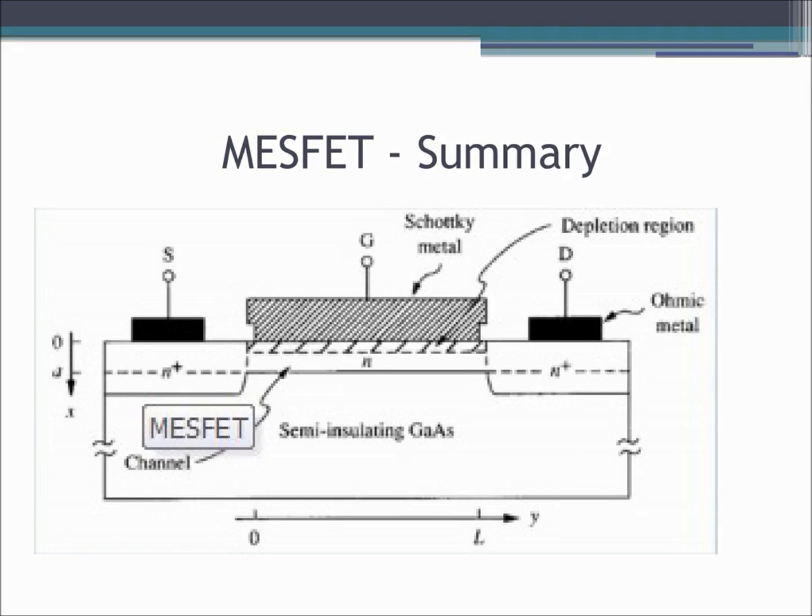To summarize the presentation, the operation is very similar to that of a JFET. The p-n junction gate is replaced by a Schottky barrier, and the lower contact and p-n junction are eliminated because the lightly doped p-type substrate is replaced by a semi-insulating substrate.